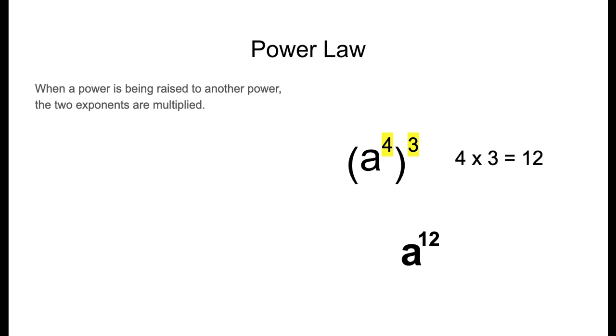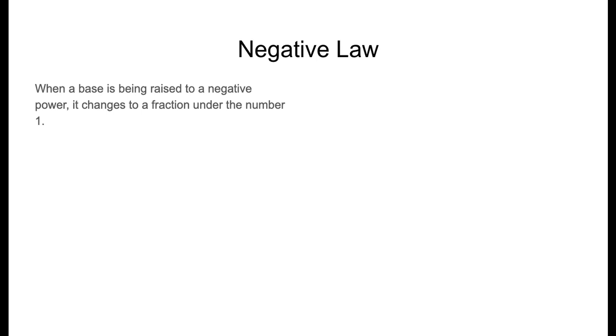Now there is a special law here that is called the negative law, and that is when a base is being raised to a negative power, it changes to a fraction under the number 1. Okay, so let's see an example. If I had a to the negative 2nd power, then in order for me to make it positive, I will have to take this entire exponential term and put it under 1, which would then take that negative 2 and transform it into a positive 2. And so my final answer would be here 1 over a to the 2nd power.